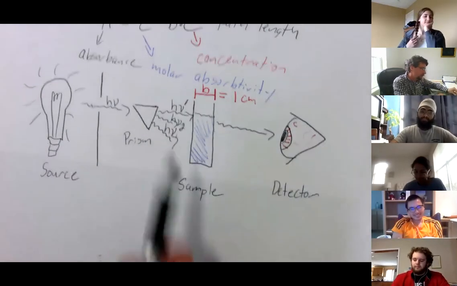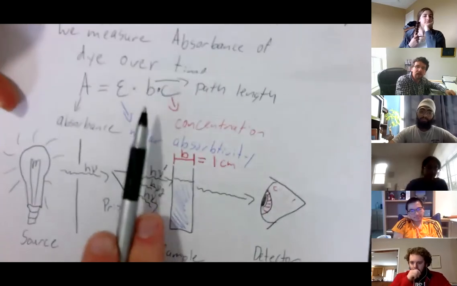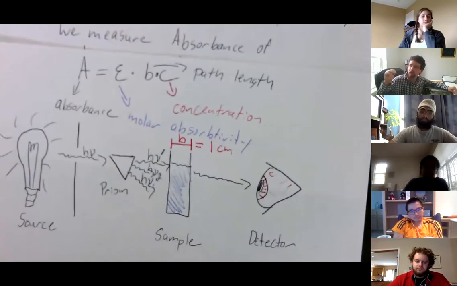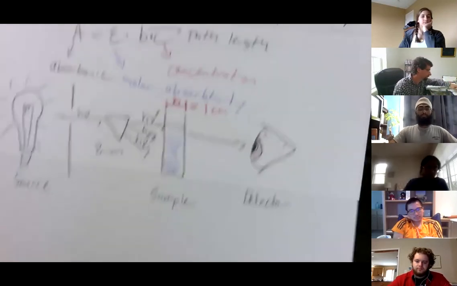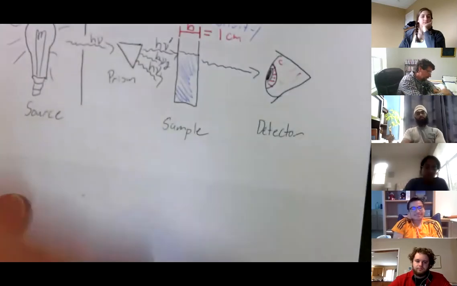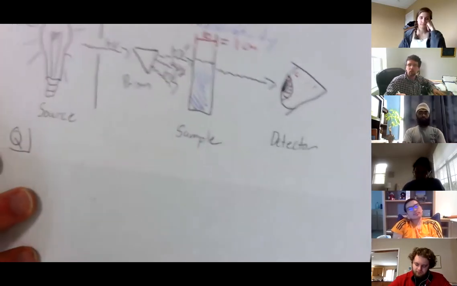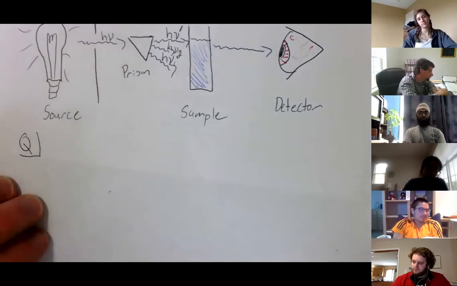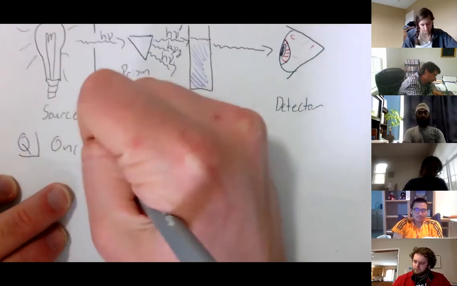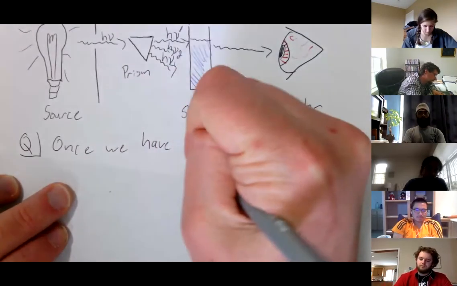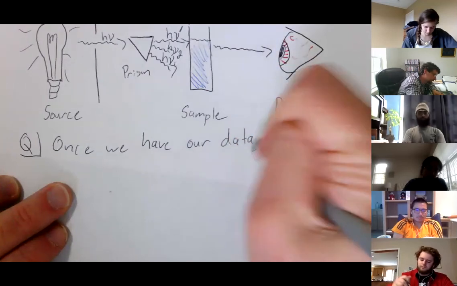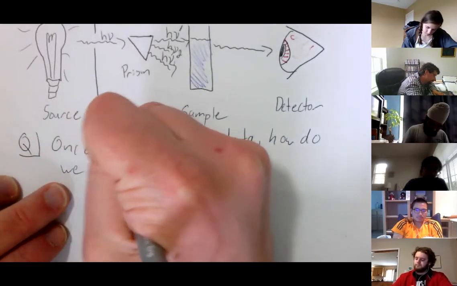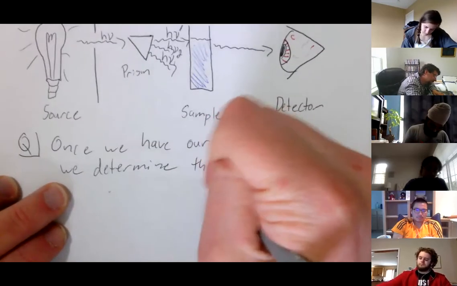Okay, so that's what we're measuring, and that's what these things mean. That path length again is just how much of the sample we have. How far is the light traveling? Okay, so next question I have is we run our experiment, we collect this data, but how do we know the order? So once we have our data, how do we determine the order?